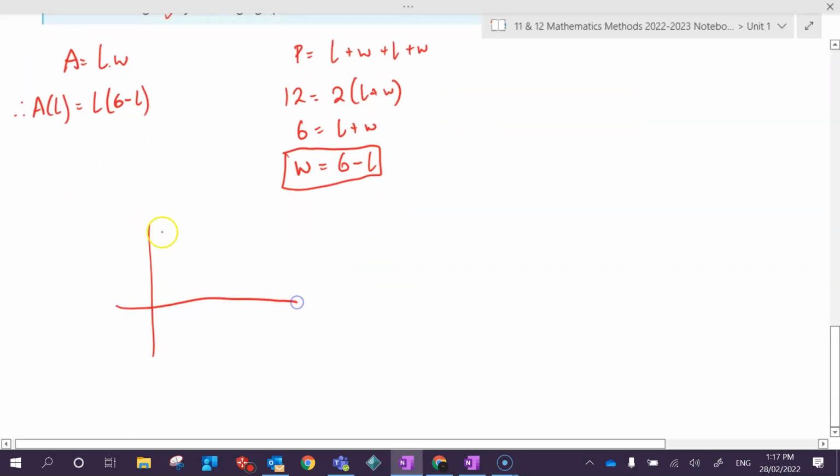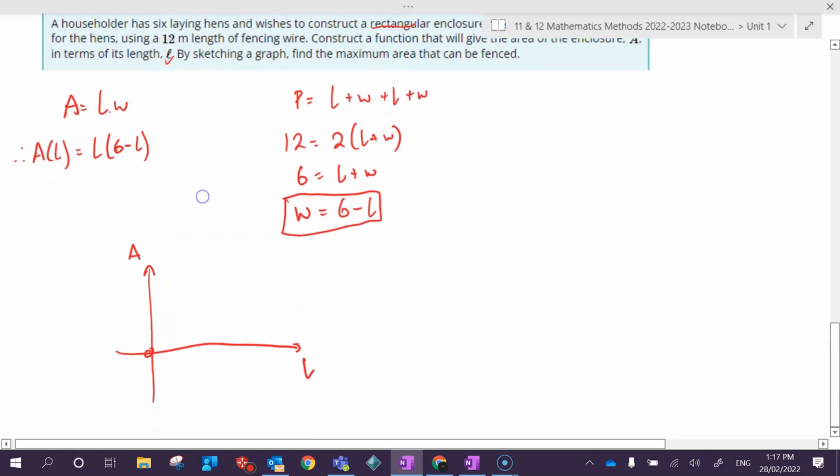It's already in intercept form. Area, length. I don't really need those bottom sections because I'm only going to be increasing. My area, we've got meters, so this is going to be in meters squared or square meters. And the length is going to be in meters. Here I go. I've got a parabola. If you want to look at the expanded form, 6L take L squared. A sad face parabola. The coefficient of L squared is negative.